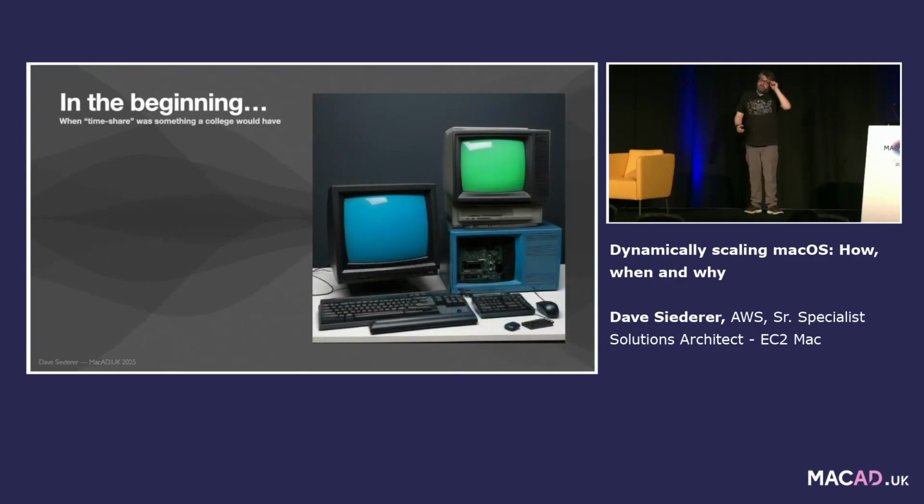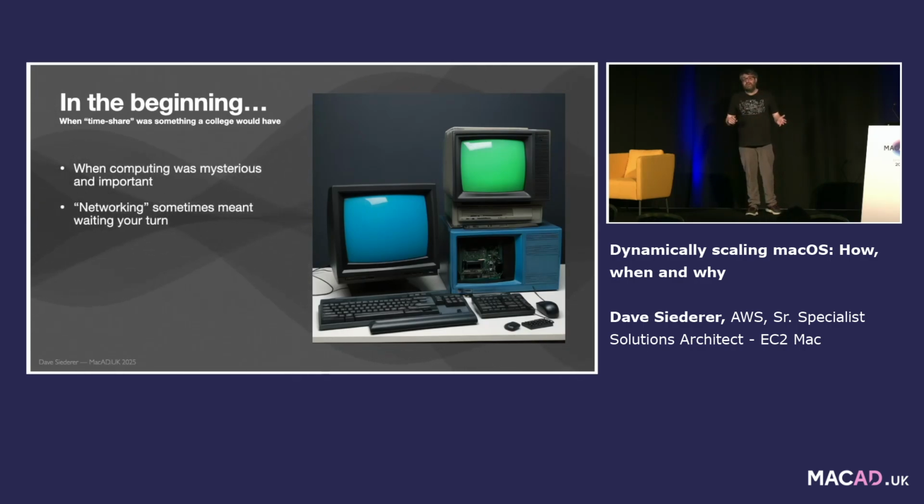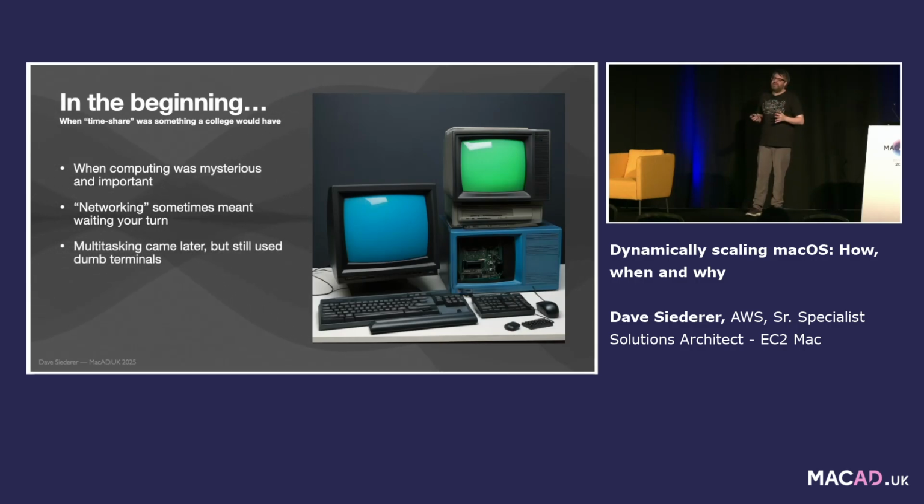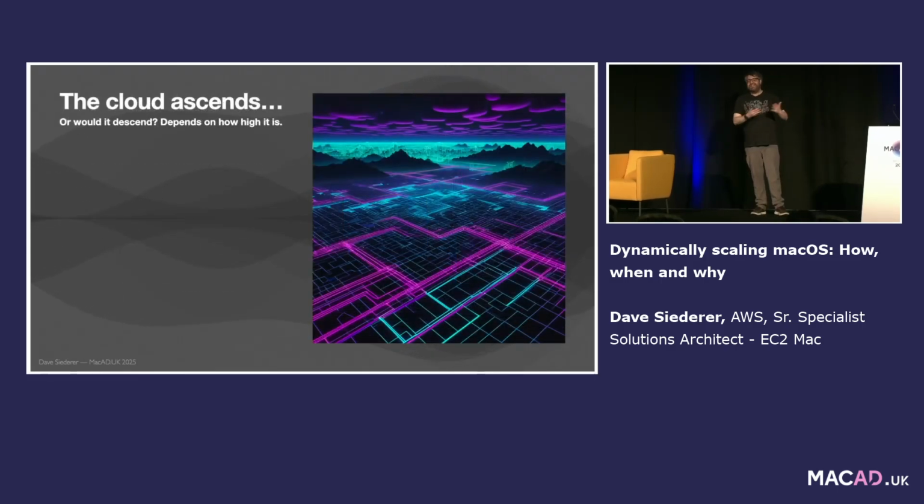So back to, again, we're starting from the beginning, when computing was mysterious and important. Networking was kind of like waiting your turn at times. Multitasking actually was something that came a little bit later, but you were still using what were called dumb terminals. And that's not an insult, that's actually what they were called. It's basically text that's coming over a connection.